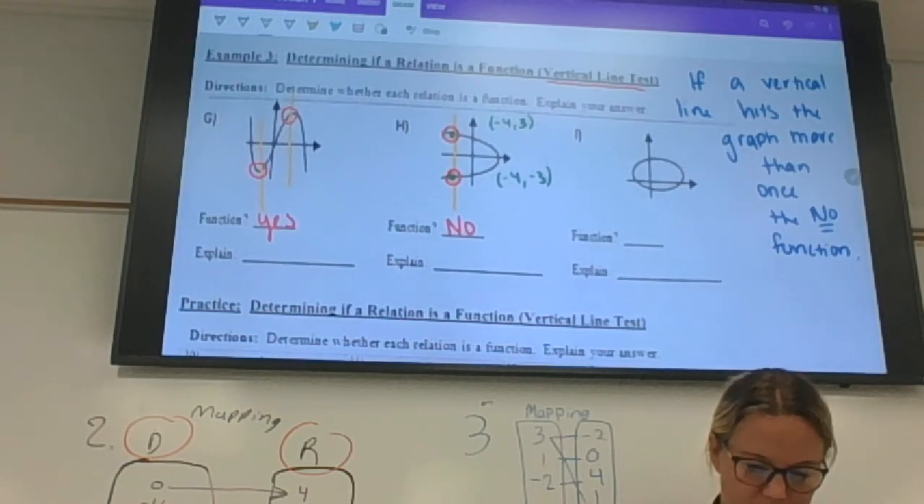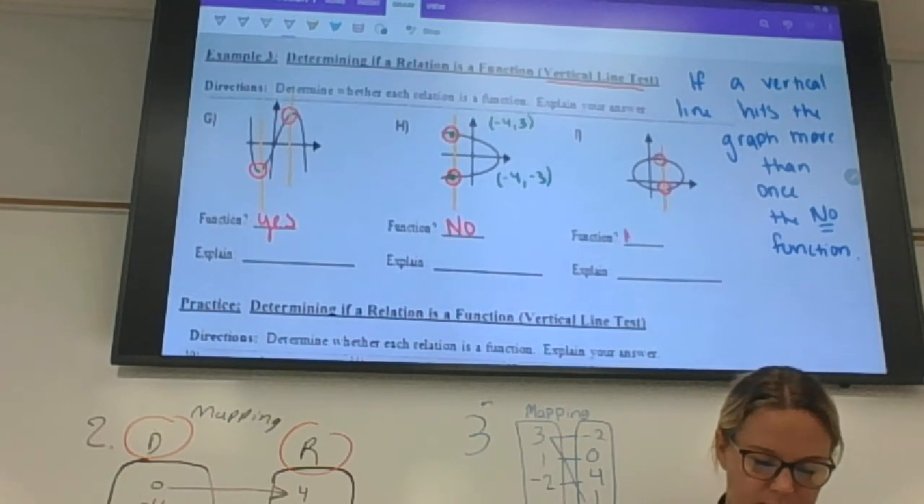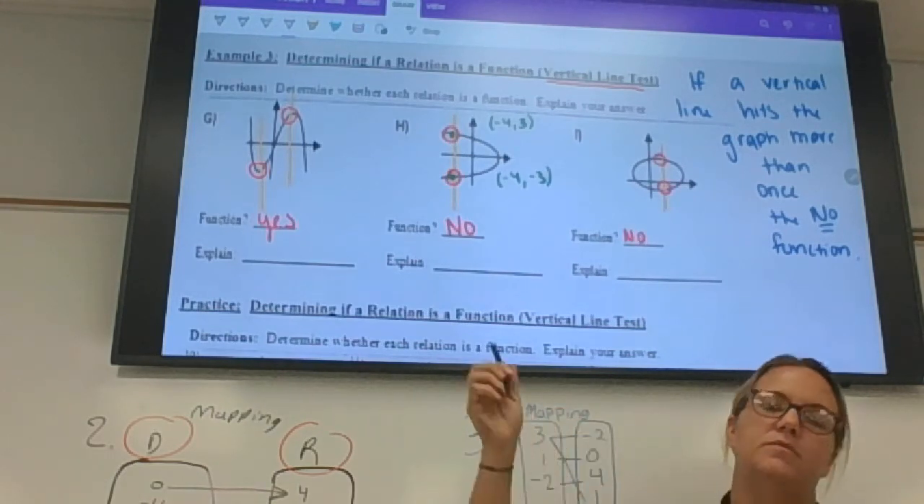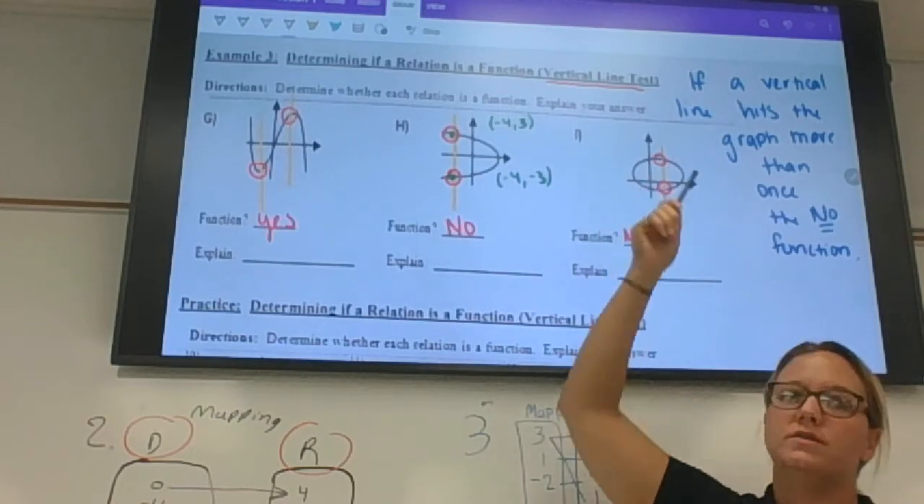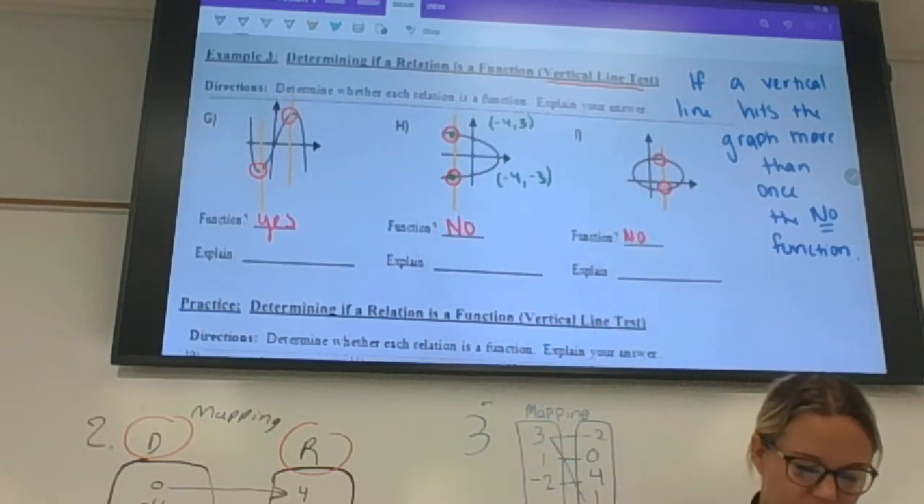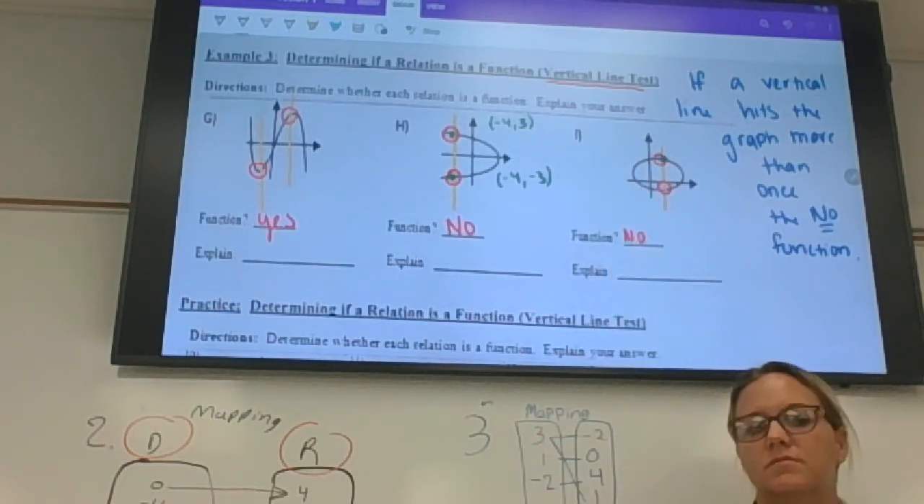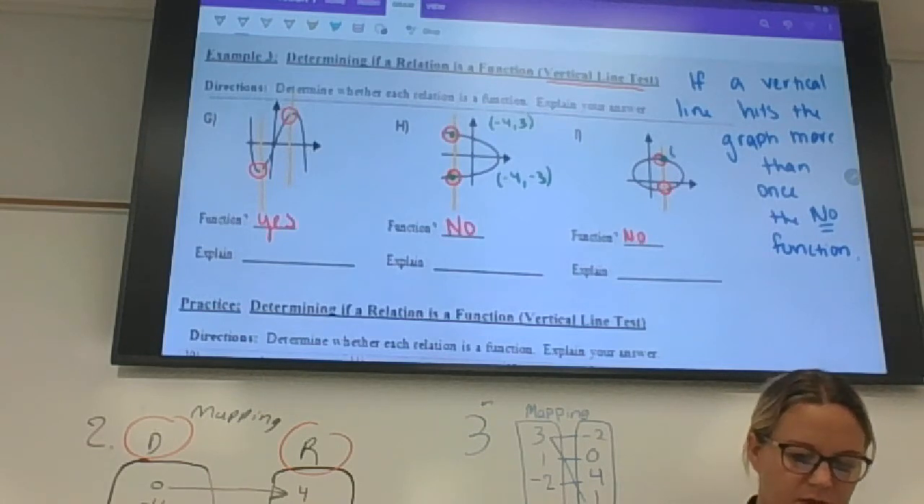Okay, this one. This is a no. Can anybody make up points that might be true for that? What's this green point maybe? Maybe it's 2, 3. Then what's this point down here?